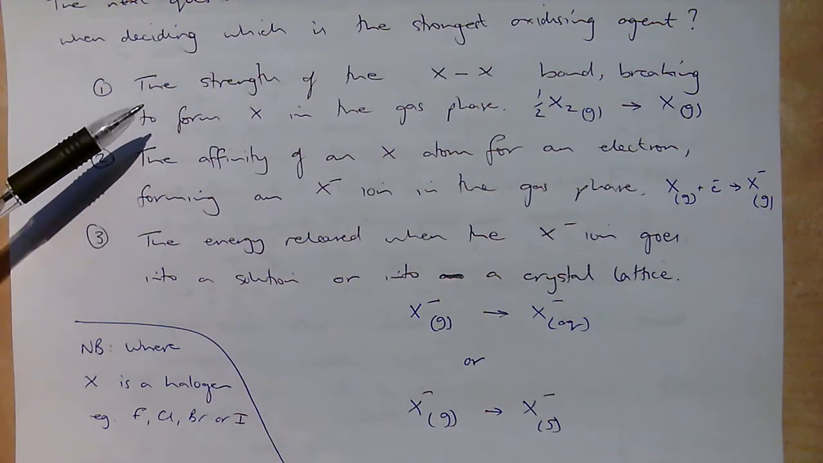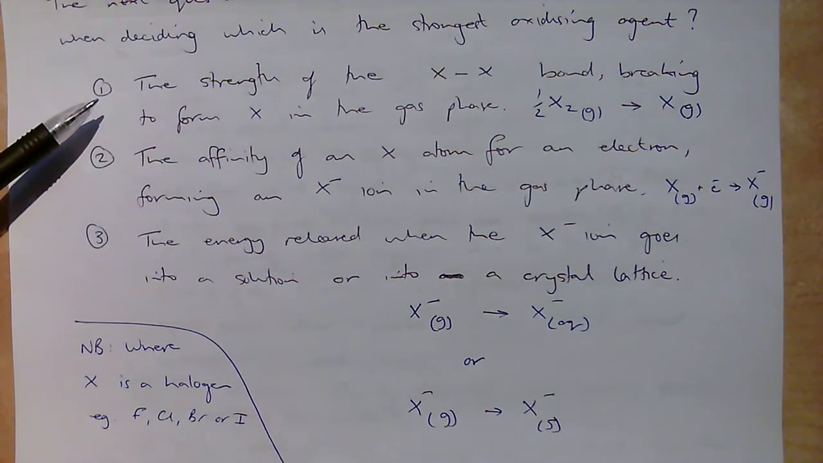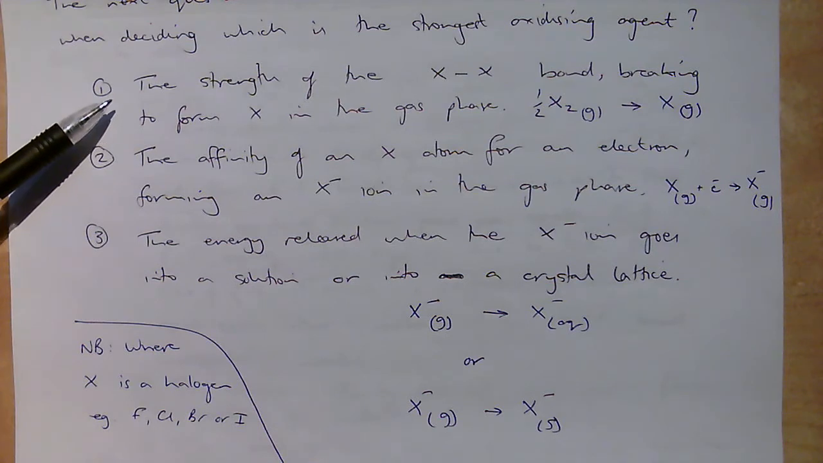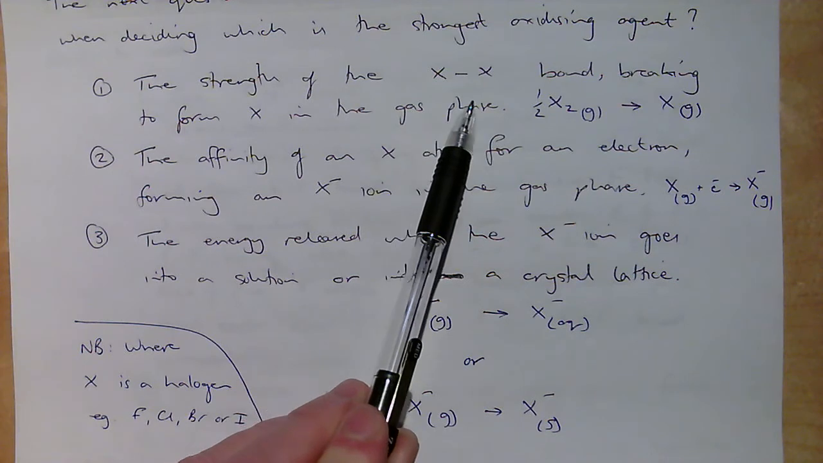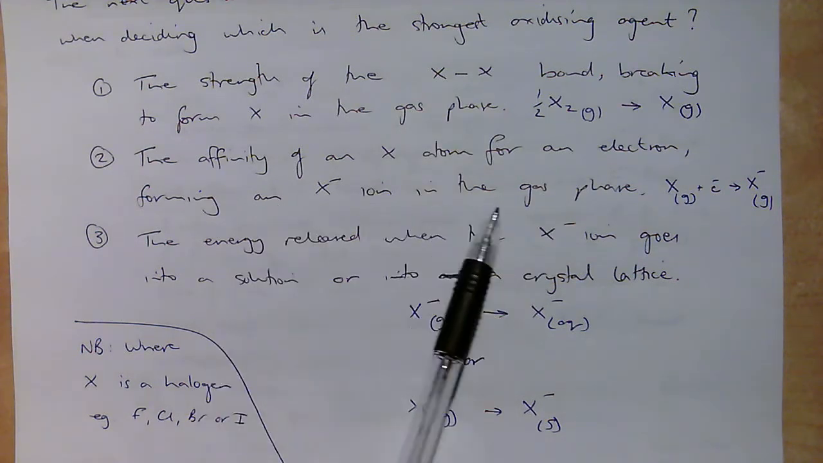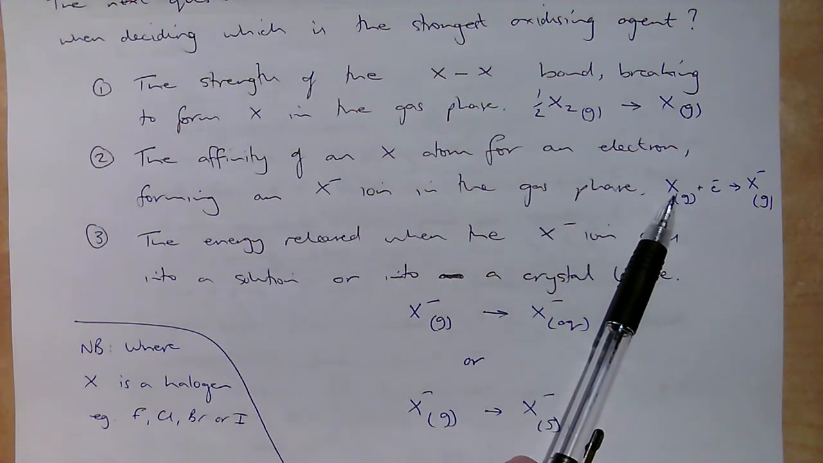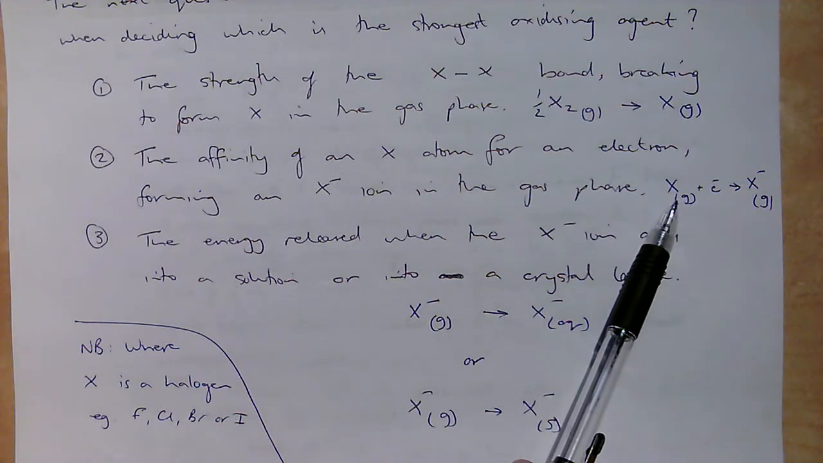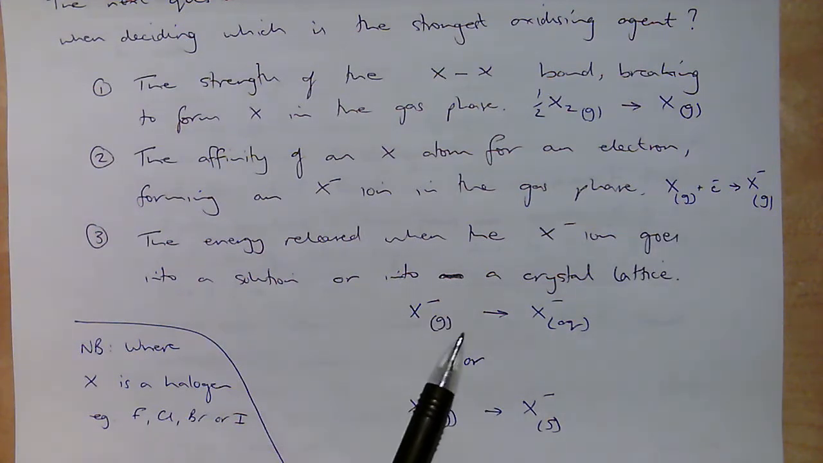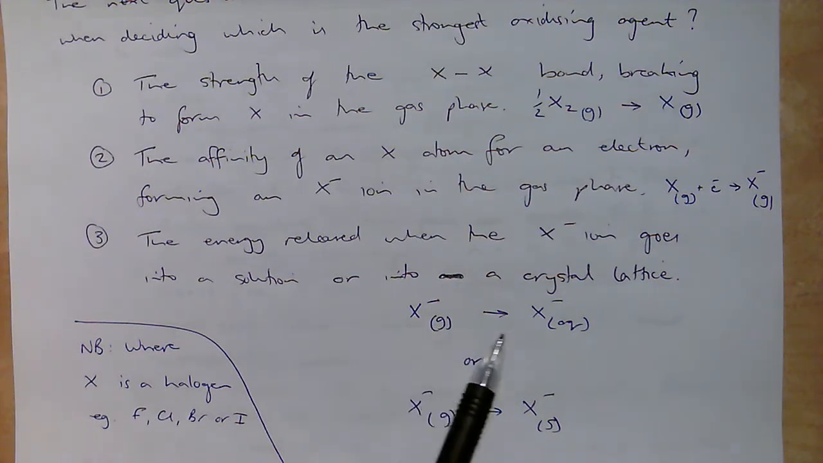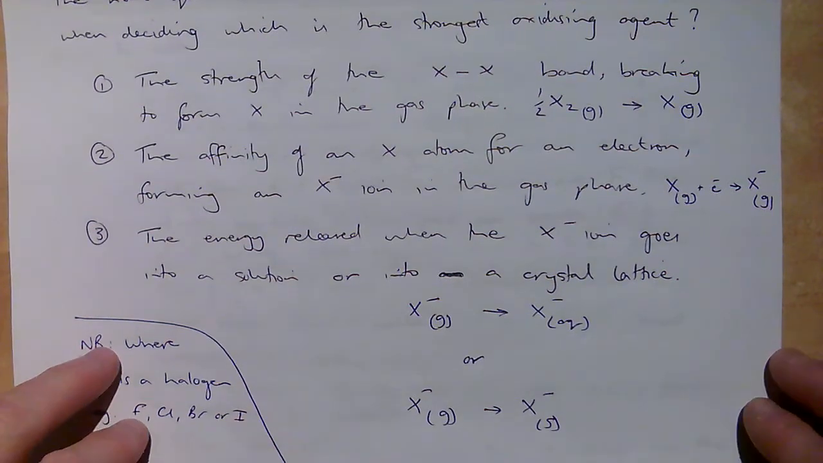So 3 things that we've got to consider when deciding which is the strongest oxidizing agent. The first thing is the strength of the bond in the halogen molecule. The second thing is, once we've got our atom, what's the atom's affinity for 1 electron, i.e. how easily can it gain 1 electron? And then once we've formed the ion in the gas phase, how much energy is released when it either enters into a solution or it enters into a lattice structure.